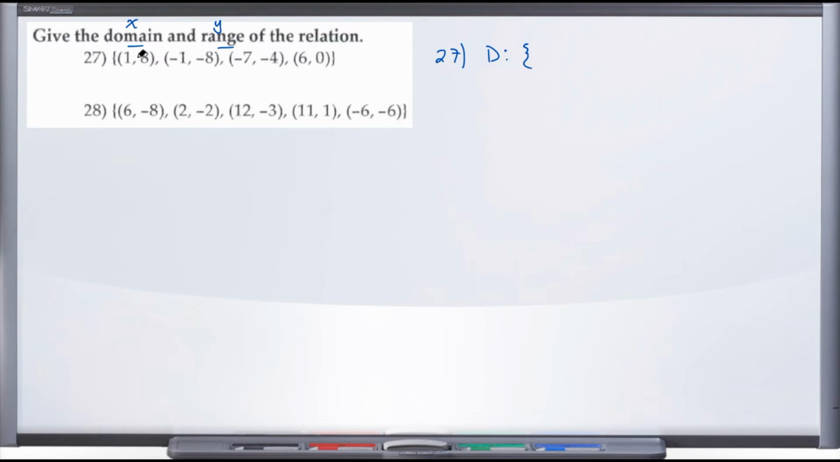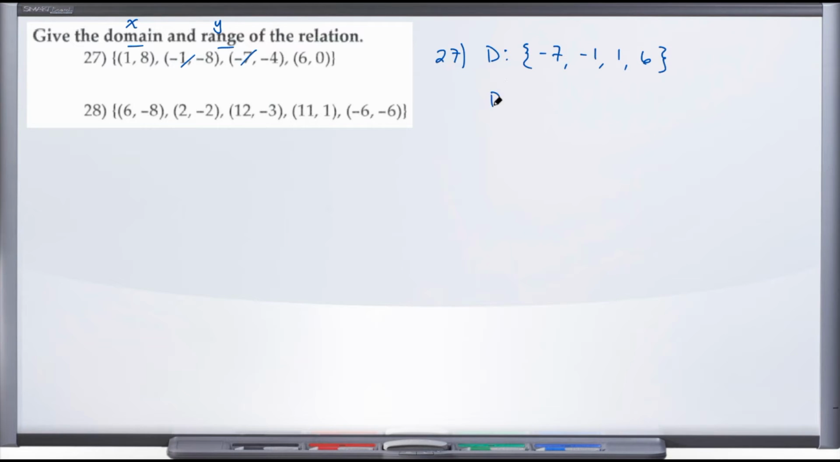And so if we're taking a look here at our x values, the smallest x value I see is -7. And then we're going to have, let's see, that one's gone. So how about -1? And then we'll go to 1, and then 6.